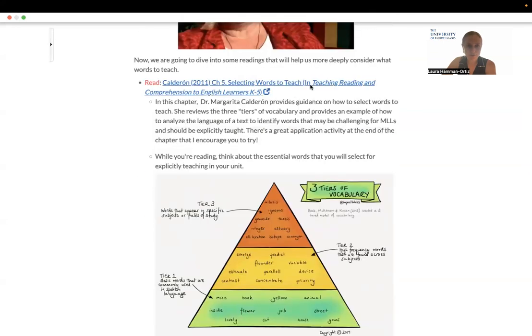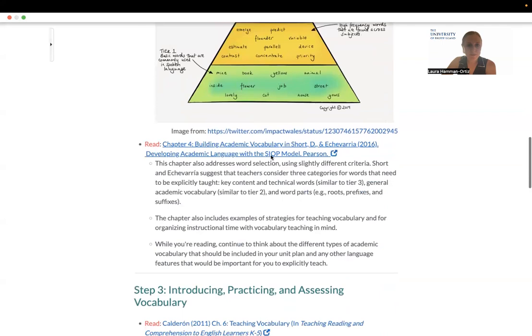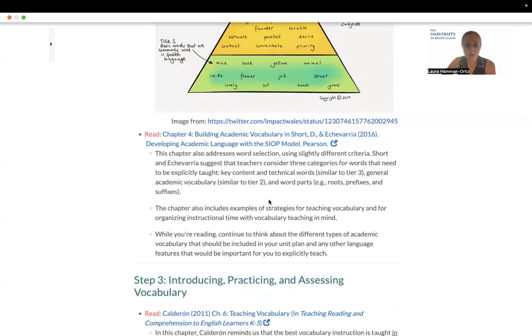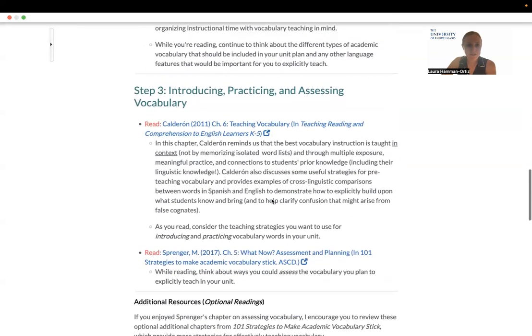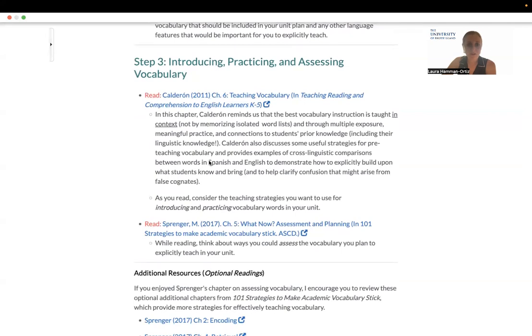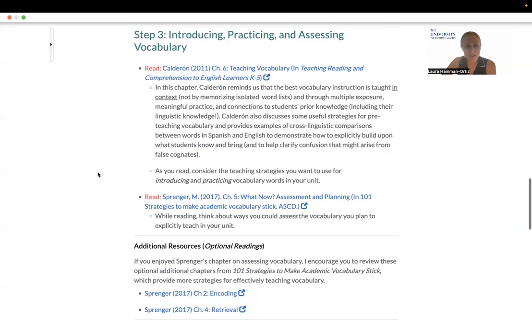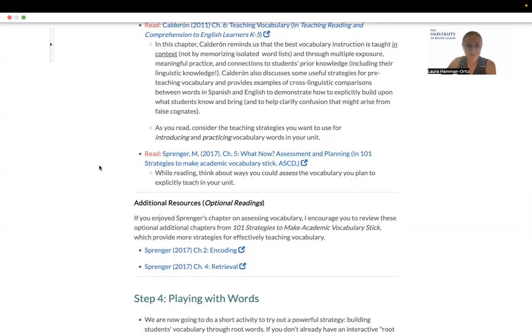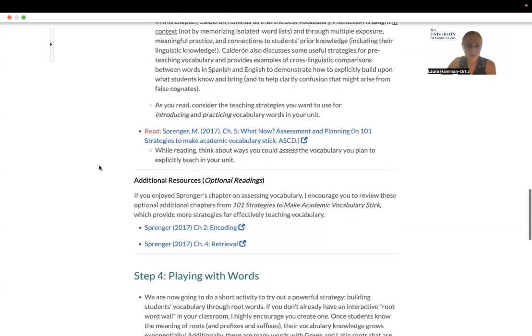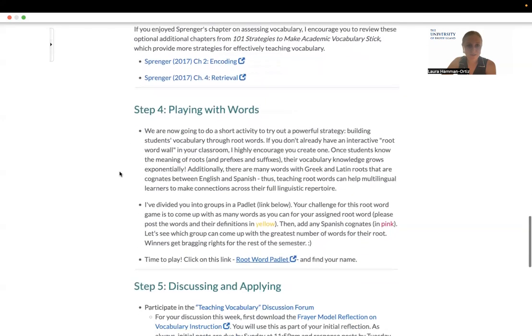So you see this chapter on selecting words to teach, and then this chapter focusing on how we can build academic vocabulary through specific strategies. And then here we have some additional readings that talk about introducing, practicing, and assessing vocabulary in the classroom. So we get into what it means to teach vocabulary instruction in context. And then this chapter really gets into how do we assess students' understanding of vocabulary that they've engaged with. There's a few additional resources.